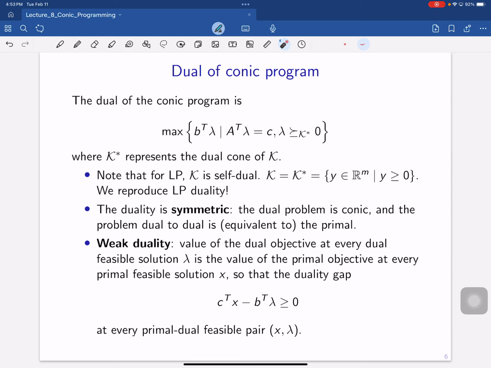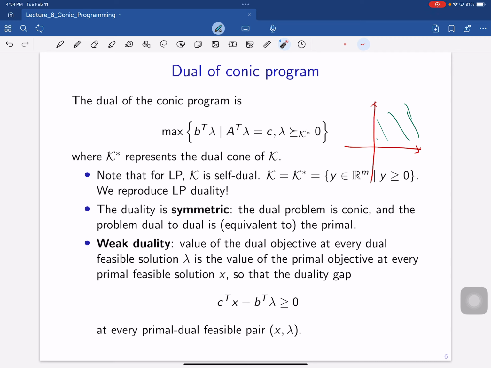Yeah, so note that for LP, K is self-dual, right? So let's think about which set has a non-negative product with Y greater than or equal to 0. It is the set itself, right? Let's think about it for a sec. Consider the first orthant here. The dual cone means the vector has a non-negative product with any of the vectors here, right? Of course, if you pick any vector in the first orthant, the angle is less than 90 degrees, then it has a non-negative product. But if you pick a vector outside the first orthant, you can always pick a vector that has a negative product, because the angle is greater than 90 degrees. So that's why LP is self-dual.